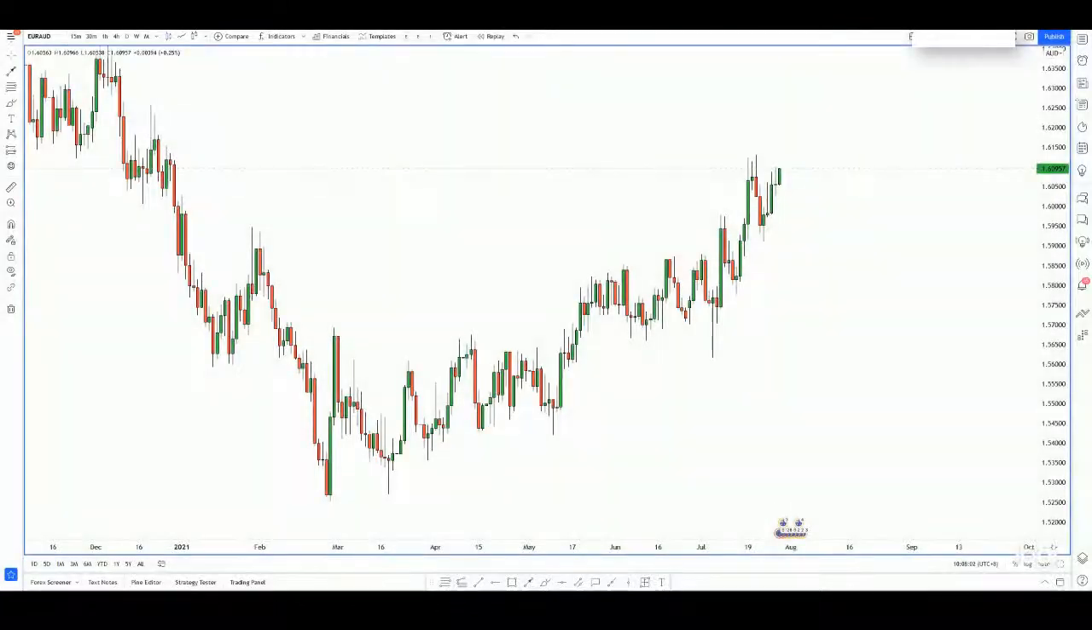Hi everyone, welcome to today's trade of the day, and for today's trade of the day we will be looking at Euro Aussie. Right, so it's very interesting, this configuration that we actually have on the daily.